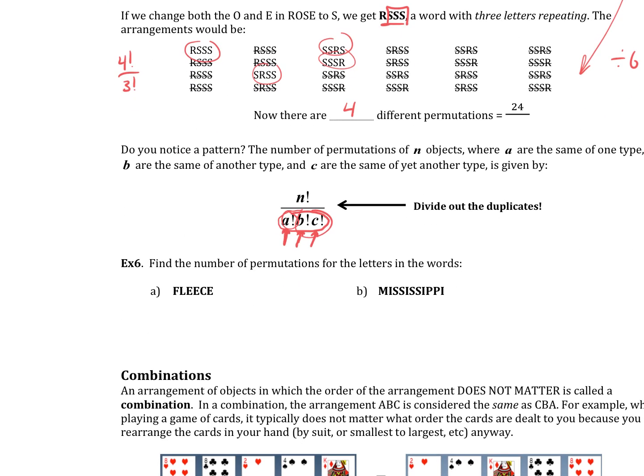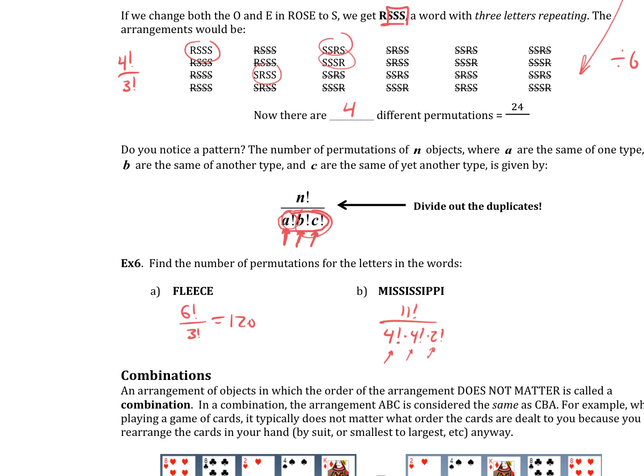So that's what's going on here. Here we have 6 factorial, but there are 3 E's that look the same. This is 6 times 5 times 4, because 3 times 2 times 1 has been divided out. This is 120. This one, Mississippi, has 11 letters, but we have 4 S's that repeat, 4 I's that repeat, and 2 P's that repeat. So that's what that A, B, C means: those are different letters and how many times each one repeats.